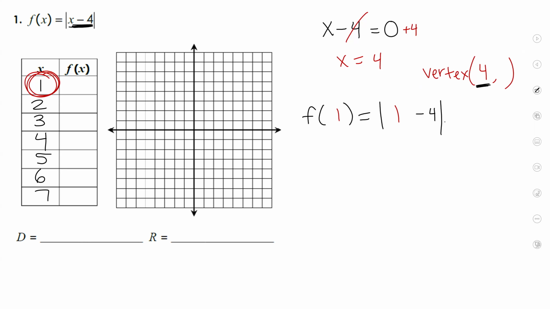Let's do this together. What's 1 minus 4? And what's the absolute value of negative 3? 3. So in your table, with 1, you get a 3. Now let's plug in the next x value. What is the next value in our table? A 2. So let's plug in a 2 this time. Plug in a 2. What's 2 minus 4? And what's the absolute value of negative 2? Okay. So 2 and 2. Let's plug in a 3 this time.